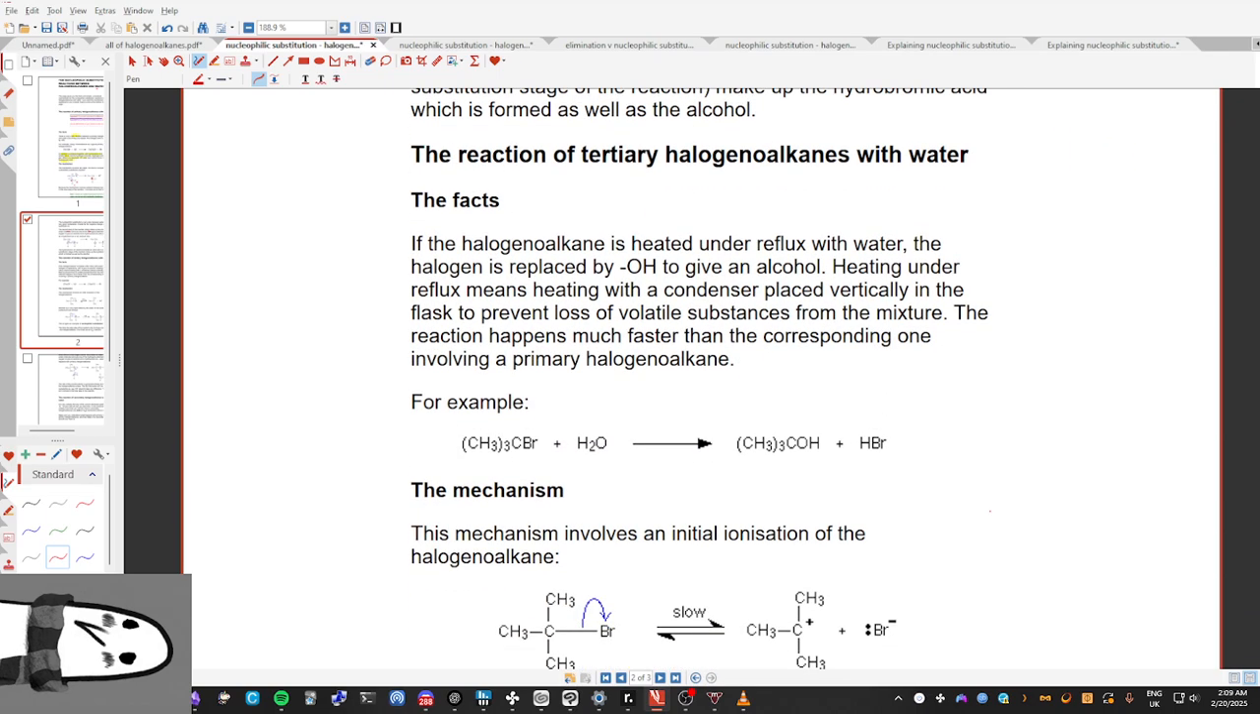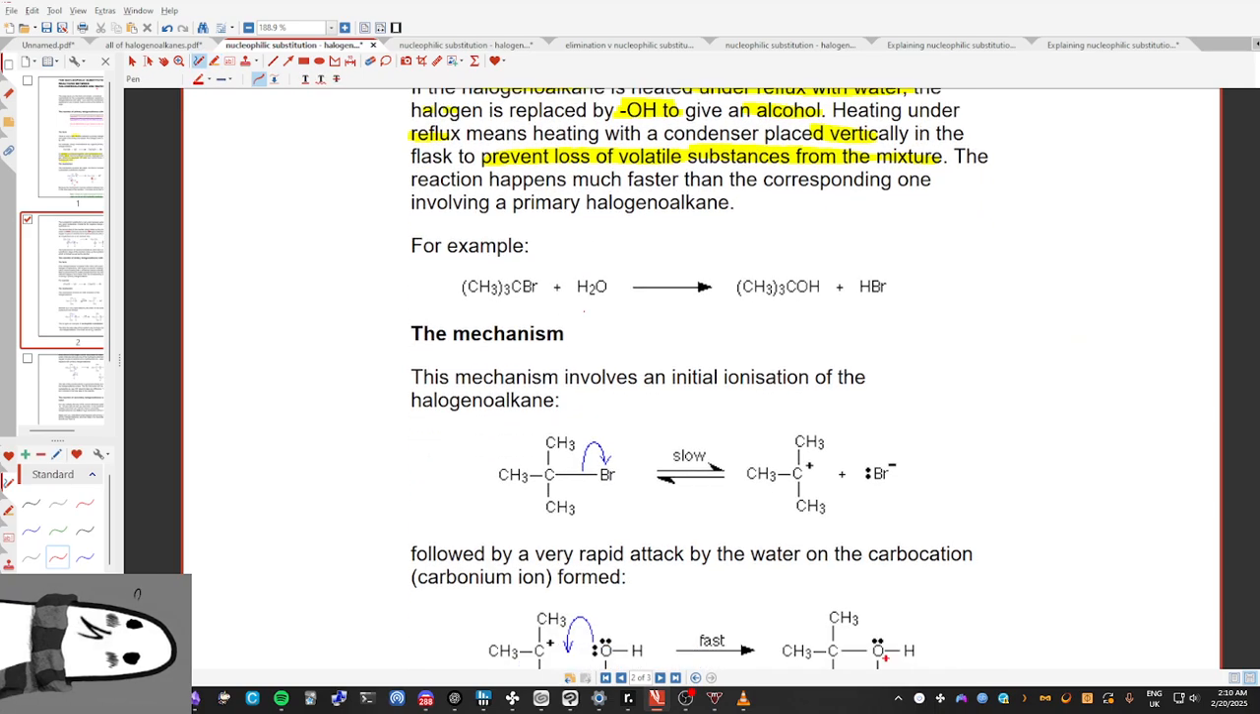Anyways, tertiary: it can be heated under reflux with water. Halogen is replaced with OH to give an alcohol. Okay, this is important stuff. I'm not going to remember any of this. A halogenoalkane is heated under reflux with water. The halogen is replaced by OH to give an alcohol. Heating under reflux means vertically less. This happens much faster than the corresponding primary. So you have this plus H2O giving the alcohol plus HBr.